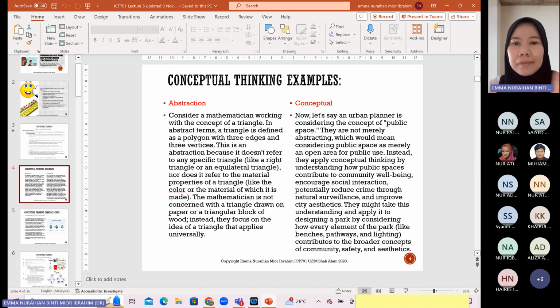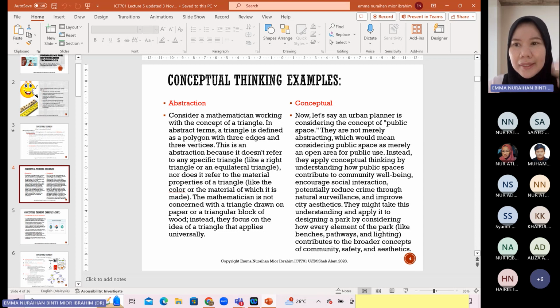So abstraction: consider a mathematician working with the concept of a triangle. In abstract terms, a triangle is defined as a polygon with three edges and three vertices. This is an abstraction because it doesn't refer to any specific triangle like a right triangle or equilateral triangle, nor the material properties of a triangle like the color. So the mathematician is not concerned with a triangle drawn on paper or a triangular block of wood. Instead, they focus on the idea of a triangle that applies universally. So they are looking at abstraction on the surface.